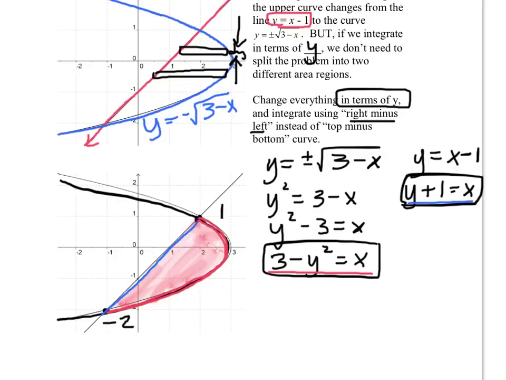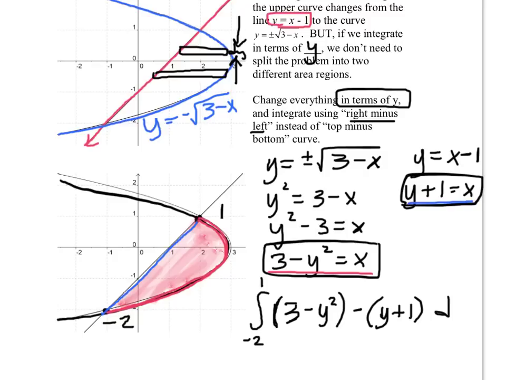So when you put all this together into an integral, the area of the shaded region is going to be from the bottom of the shaded region to the top of the shaded region. So we're doing y values now. Everything has to be y. The right part of the shaded region is going to be that 3 minus y squared, right minus left. And this is all in terms of dy.